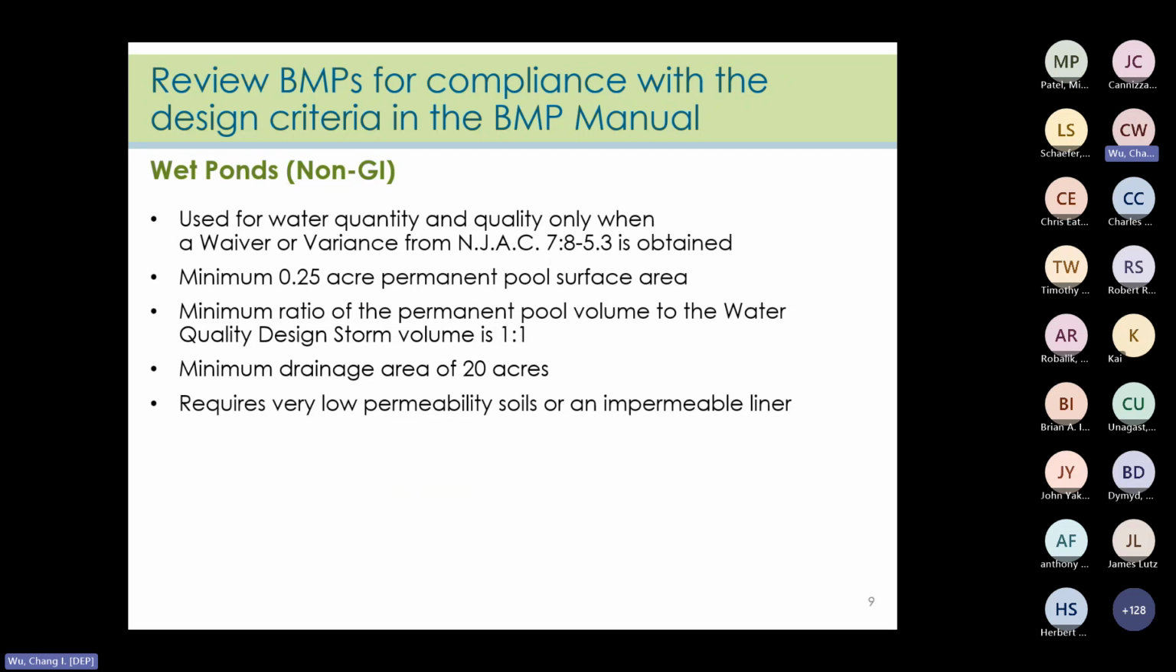And you need to have the extended detention of the runoff. And there are criteria for the non-GI wet pond. It needs to have a minimum 1/4 acre permanent pool surface area, and a minimum ratio of the permanent pool volume to the water quality design storm of 1:1, and, excuse me, the minimum drainage area is 20 acres. And it also requires very low permeability soil, or an impermeable liner.